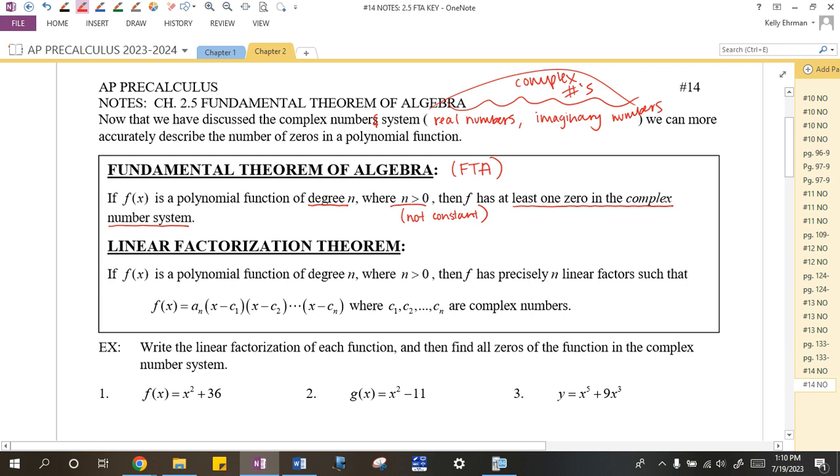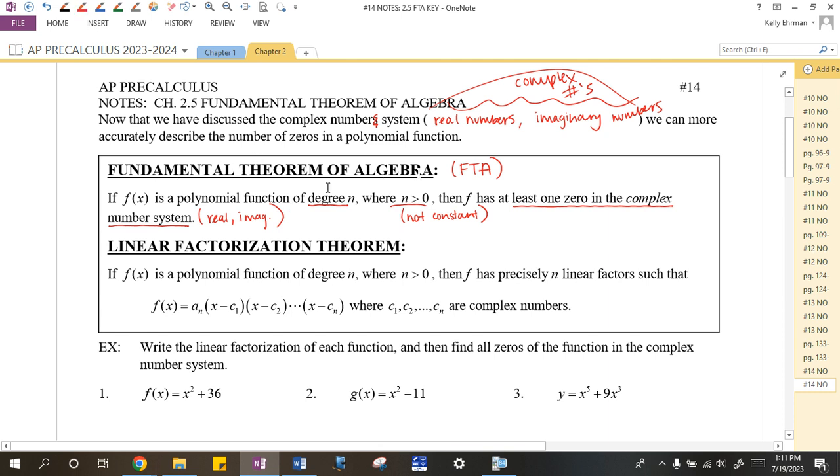So what we said before was, given the degree, f of x has at most that many real zeros. So if f is quadratic, it has 2 zeros at the most. Here we're saying there's always a solution for at least 1 zero because we're talking about the complex number system. So that means that the zeros could be real or imaginary. We kind of build on that theorem.